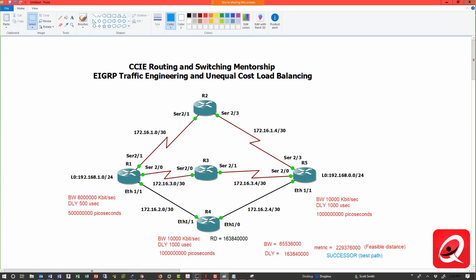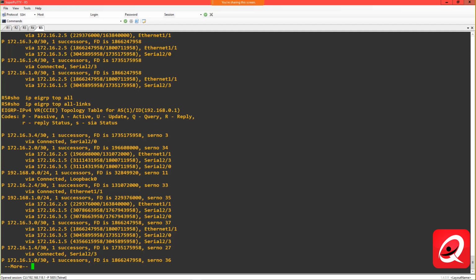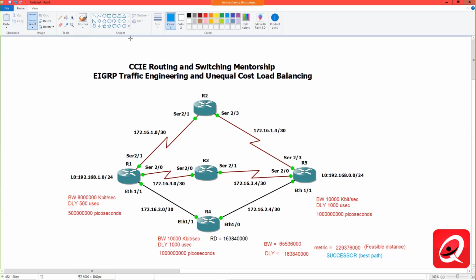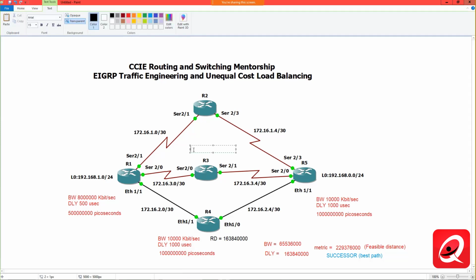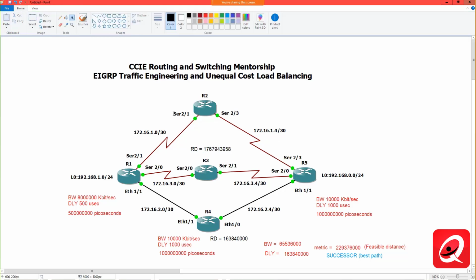Reported distance, again, is what's being reported by the neighbor to router 5. And from the topology table here, I can see that the reported distance for the serial links here is 1767943958. So let me go ahead and copy that value real quick, and we're going to put that in here as RD. I'm just going to do it for this middle one because we're going to end up modifying the top one in a little bit. So that is the reported distance from router 3 to router 5 for that particular path.